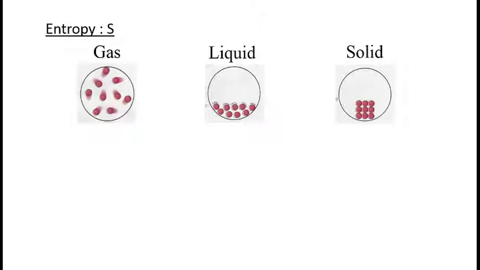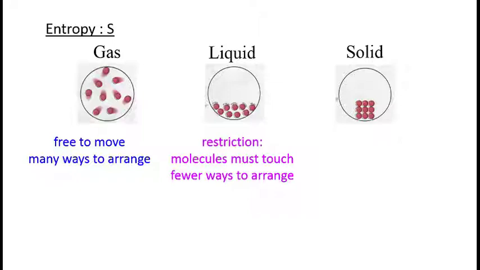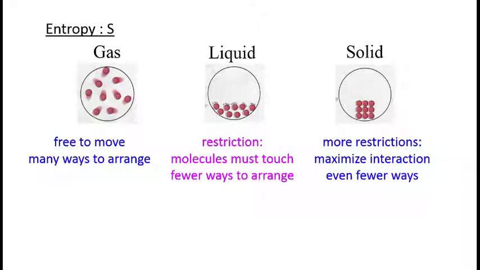Let's think about a given material in the three states of matter. In the gas phase, the molecules are free to move about their container. There are many, many ways you can arrange those molecules. In the liquid state, we've put some restrictions on the way molecules can arrange. They need to be touching one another. By adding a restriction, we reduce the number of ways the molecules can arrange themselves. In the solid state, there are further restrictions. Not only are the molecules touching, but they're positioned in the crystal lattice to maximize the Coulombic interactions between them. The number of ways they can be arranged is smaller still.